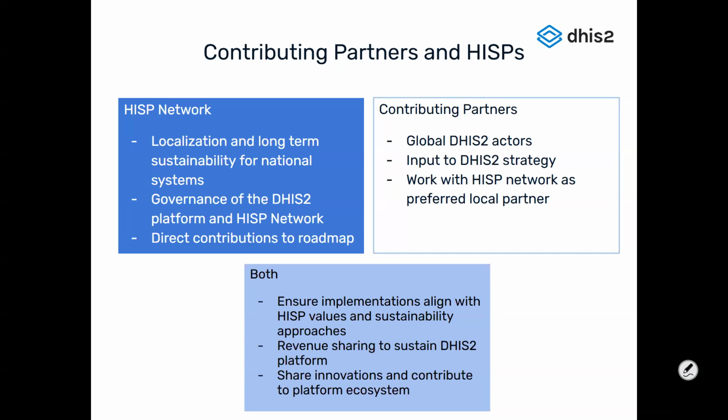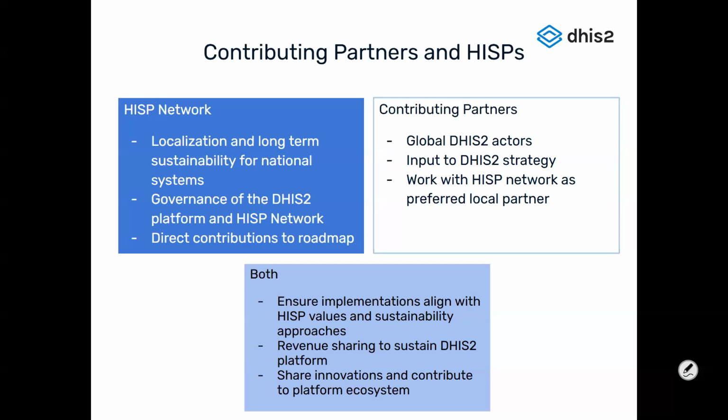Why has DHIS2 been so successful? It's the HIS network, right? Has DHIS2 always been the best product? Absolutely not. But we have those localization experts who are day in, day out, oftentimes sacrificing and not making any money at all to keep it alive and relevant to the ministries and partners who are implementing it there. They're going to stay. We need them.